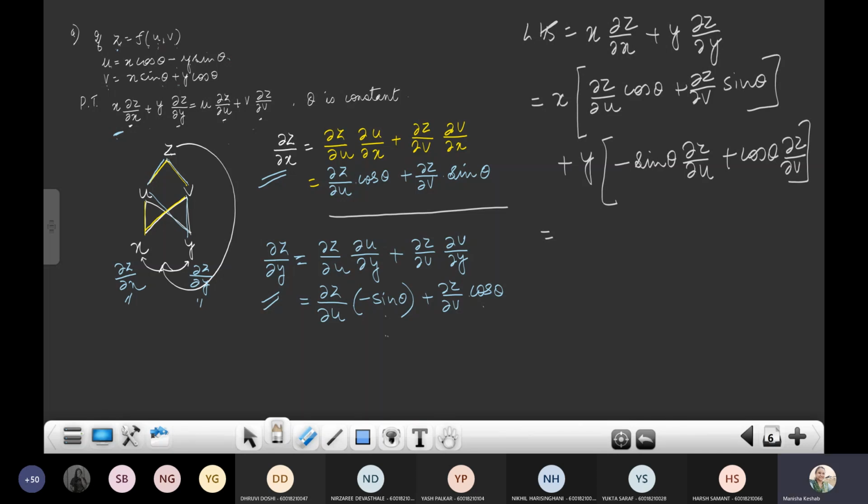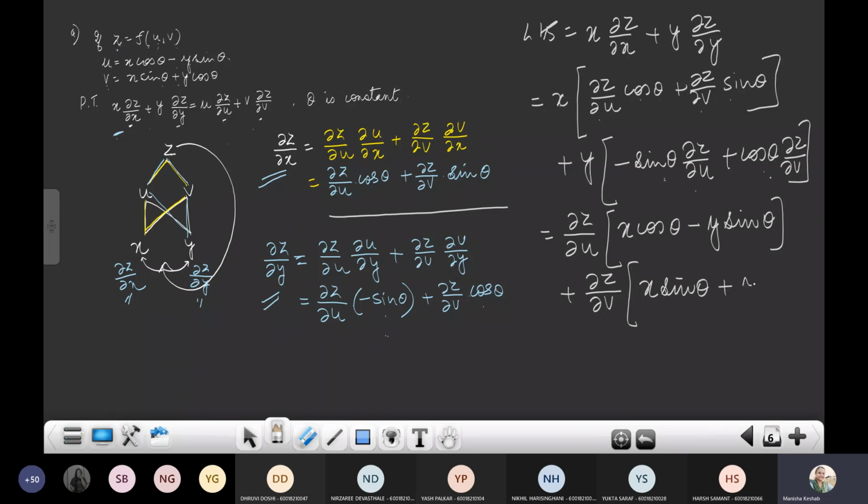अब क्या करते हैं हम लोग, यहाँ पे if you see ∂z/∂u कॉमन है और यहाँ पे ∂z/∂v कॉमन है. So let us take ∂z/∂u common. Then what we'll get from here, we will get x cos theta, and from here we will get minus y sin theta. Similarly, let us take common ∂z/∂v. So यहाँ से हमें मिलेगा x sin theta और यहाँ से हमें मिला y cos theta.